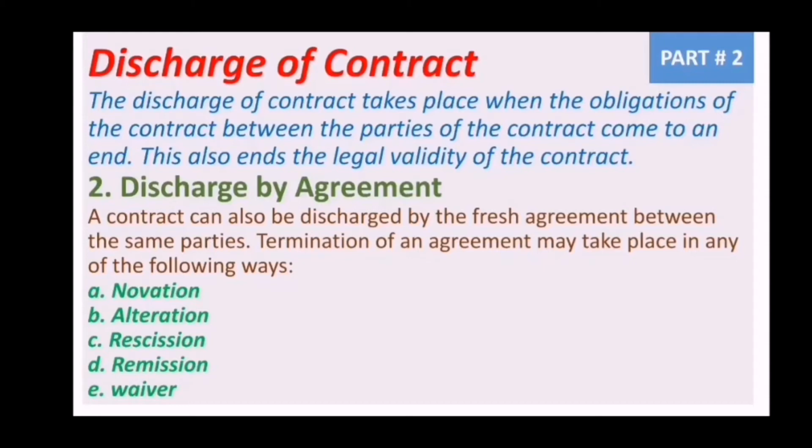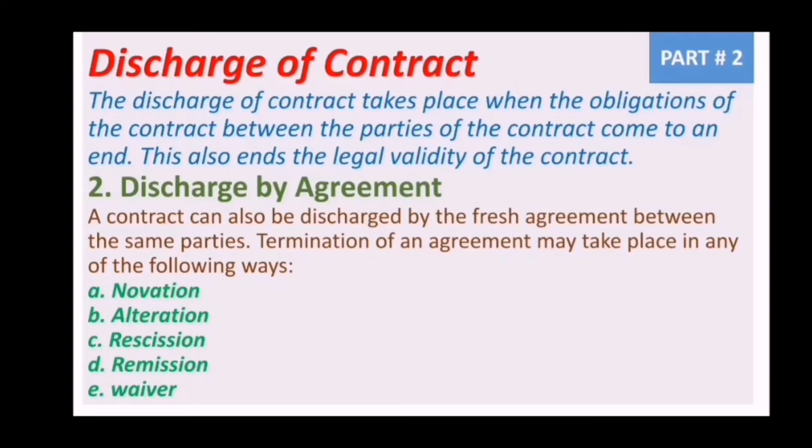I have already explained the first mode of discharge of contract. Today I will explain discharge by agreement, which is the second mode. A contract can also be discharged by a fresh agreement between the same parties. Termination of an agreement may take place in any of the following ways, or you can say discharge by agreement may take place in the following ways.